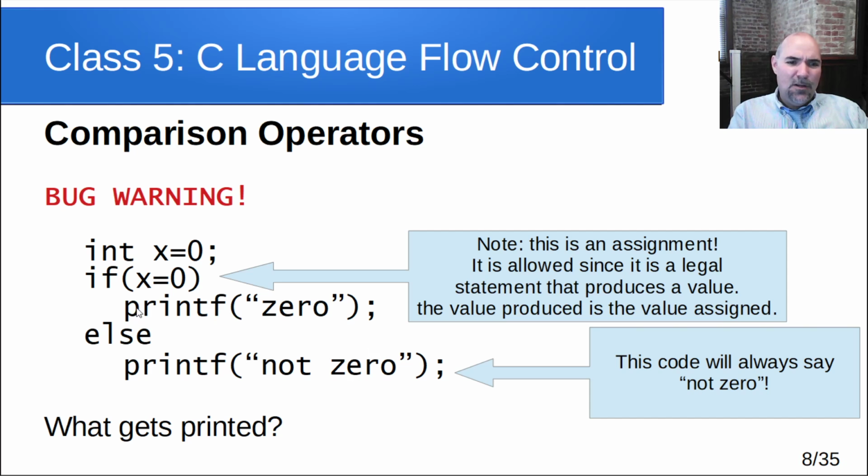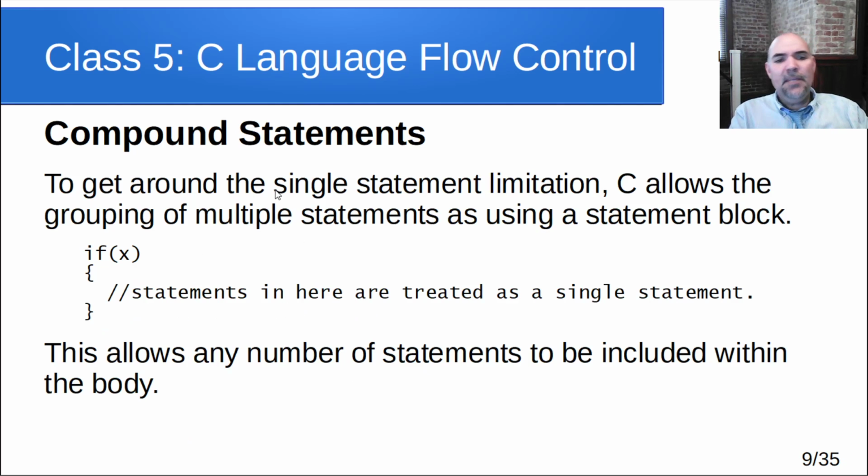Like, well, how much can we do with one single statement? But it turns out there's a way around that. To get around the single statement limitation, C allows the grouping of multiple statements using what's called a statement block or a code block.